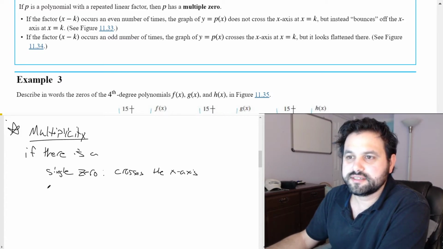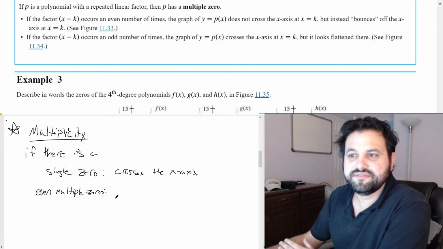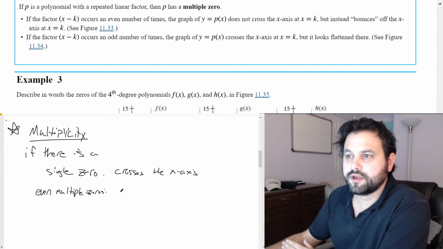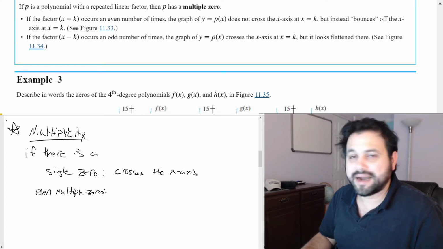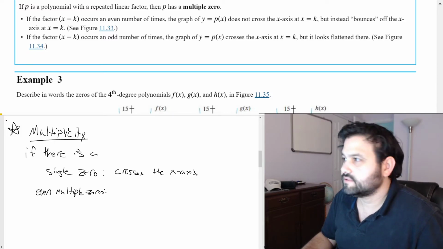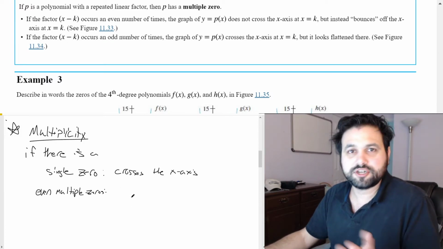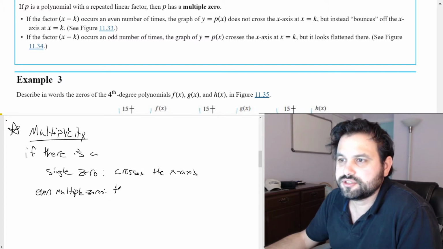If there is an even number of multiple zeros, what that's going to do is, what the book says, bounce off, right? It says bounce off, but we usually call that a touch and turn, right? So it touches and turns.